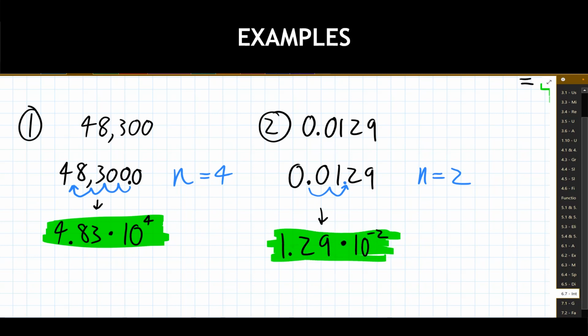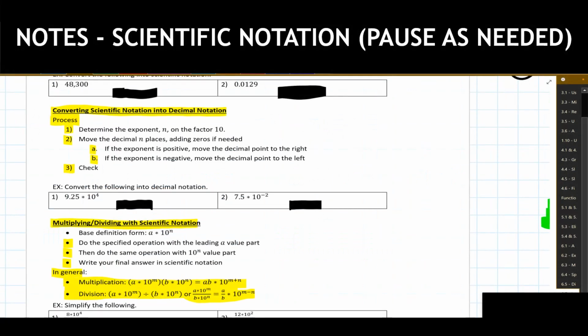So our final answer for this problem is going to be 1.29 times 10 to the negative second power. And there we go. We just converted both of these numbers from decimal notation into scientific notation. From here, let's take a look at converting scientific notation into decimal notation.